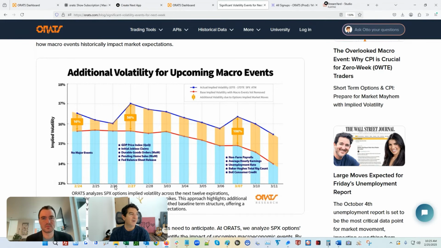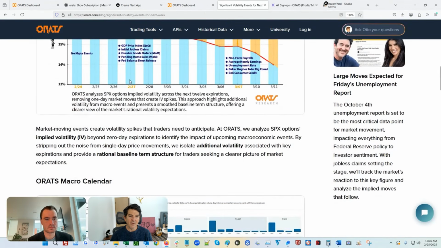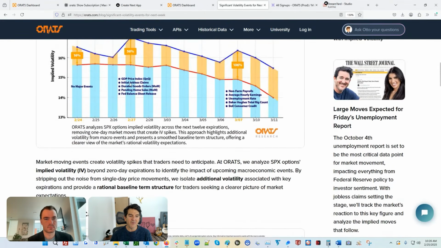Right. So, in effect we'd have an ex-macro event volatility for SPX, and then be able to talk about what the implied additional moves are. And so people could then look at these historically and come up with some type of a strategy based on that. So, for example, we see these macro moves on these certain days.